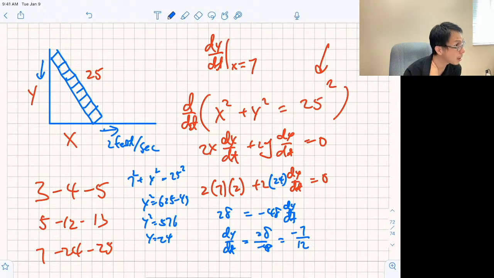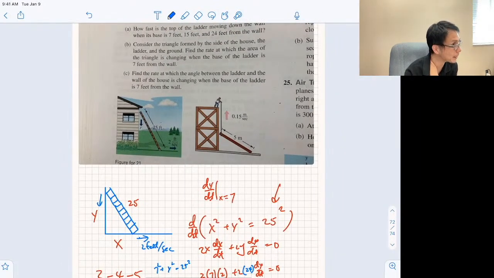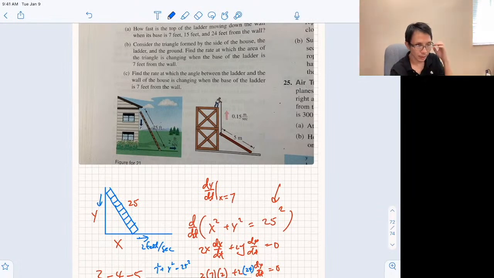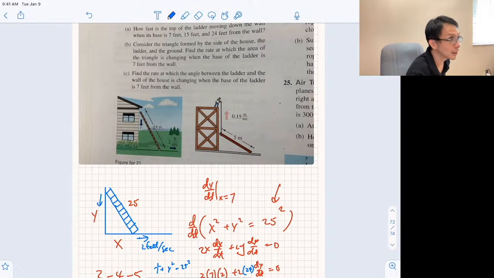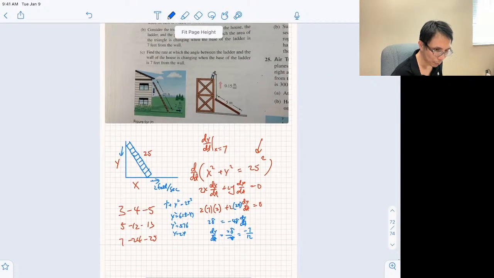Did anybody remember this? Start coming back? Okay. How about the second one? The second question is actually very interesting. Normally the AP exam doesn't ask a question like part B. They say the triangle formed by the side of the house, the ladder and the ground. The rate at which the area of the triangle is changing when the base of the ladder is 7 feet. So we already worked out 7 feet. We don't work on 15 feet and 24 feet because I don't have time. Okay, base is 7 feet. So how would I do this question? What would be the relationship I want to use in this case for B?